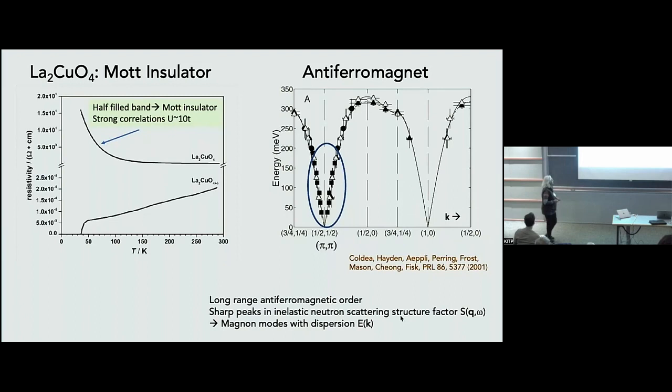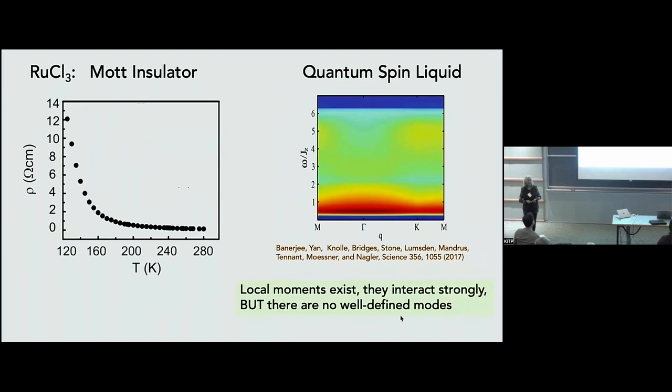in inelastic neutron scattering. Now, correspondingly, ruthenium trichloride is also a Mott insulator. And we know from susceptibility measurements that there are local moments and they interact strongly. The Curie-Weiss temperature is high, so they interact strongly. But if you look at the inelastic neutron scattering, you typically get this kind of what I call a Rothko painting. So, you know, beautiful colors, but really no sharp signatures there.